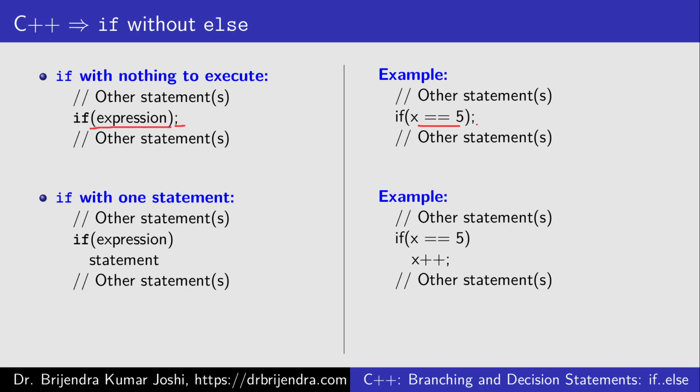Then if with one statement. So here if the expression evaluates to true, the following single statement would be executed. Otherwise, the following statement will be executed. Now remember, let me first take the example. Here other statements, then if x equal to 5, there is some statement, it executes, then the if block terminates, and it continues to execute the other statements which follow.